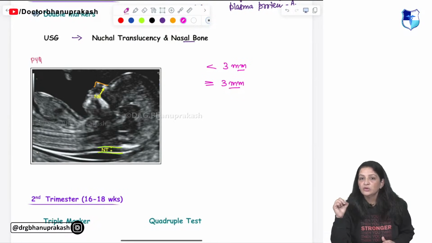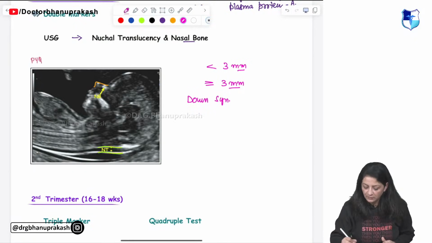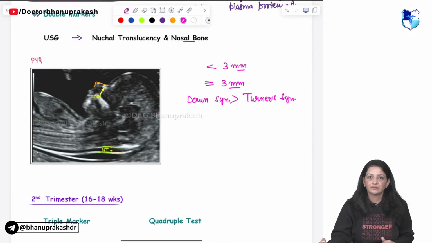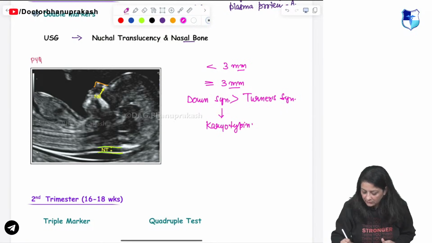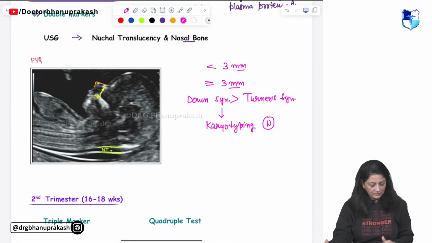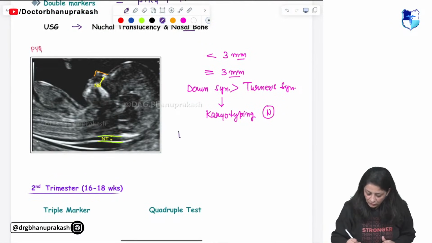What is the most common cause? First of all, Down syndrome, then Turner's syndrome. Next step, we have to do karyotyping. But if karyotyping is normal, then what is the next step? If karyotyping is normal, then we have to do echocardiography.